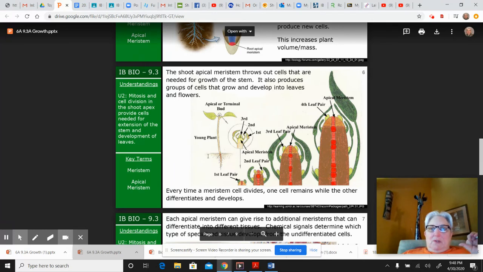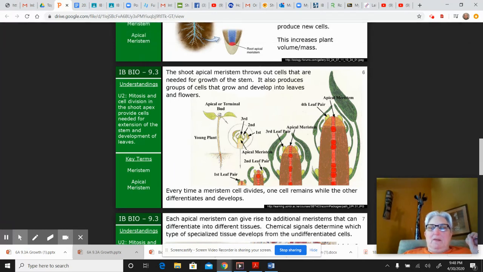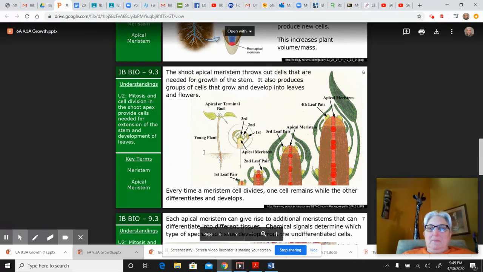When we're looking at that shoot apical meristem up here at the top tip of the plant, we can see that there are going to be groups of cells that are going to be responsible really for the growth of the cell, because they're going to produce either the leaf or they're going to produce the flower. Now I'm going to post a little time-lapse video for you to take a look at, which shows you how that stem emerges from the soil and develops these leaves.